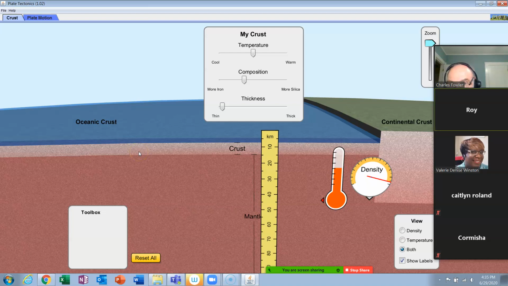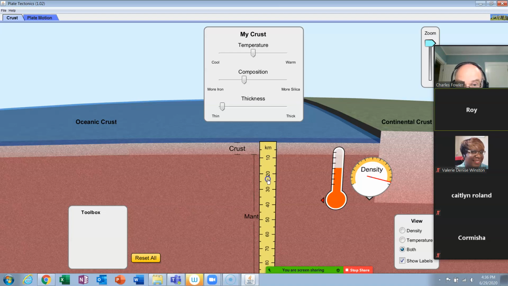All right. Now what's the next question to ask? And what do you say? It moved from over here on the continental crust to over here. So more on the iron end, isn't it? Do you see that? That's what I was moving. Okay. Of the oceanic crust. Okay.